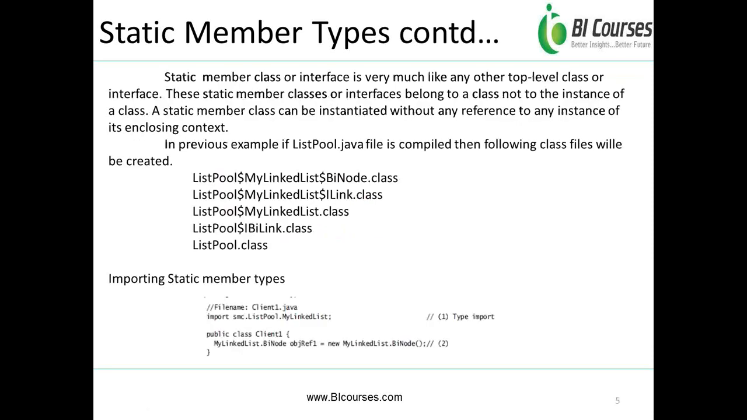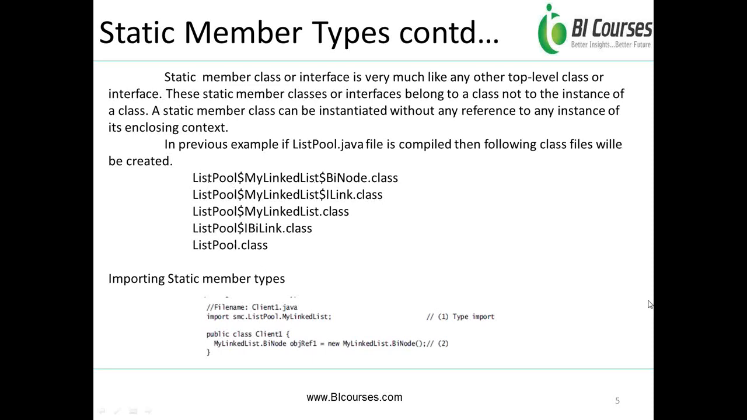Like this we can create objects. Okay. So a static member class or interface is very much like any other top level class or interface. These static member classes or interfaces belong to a class, not the instance of a class. A static member class can be instantiated without any reference to an instance of its enclosing context. So we need not create an object of its enclosing class; directly we can use its enclosing context dot that particular class. I have already shown you how the files got created, right? List pool, iblink, my linked list, and these things.